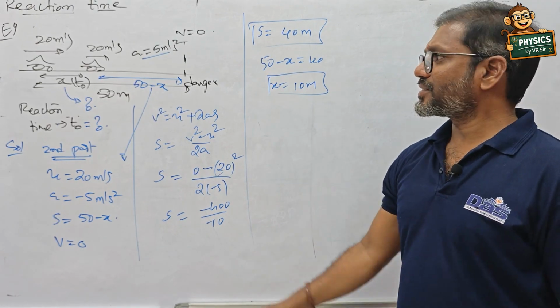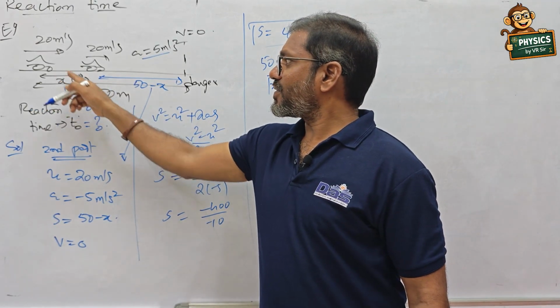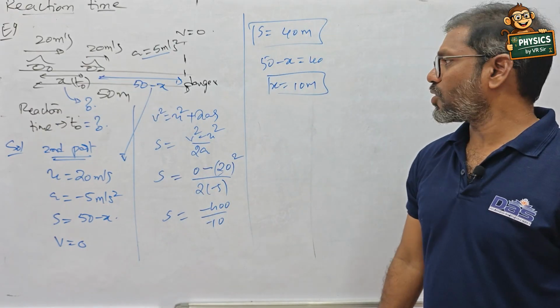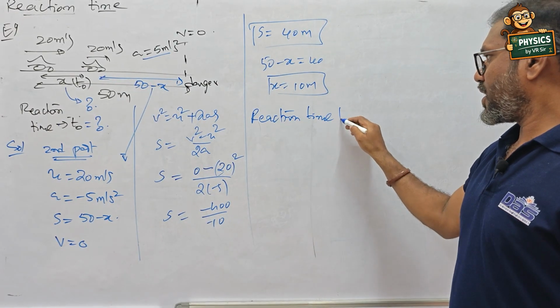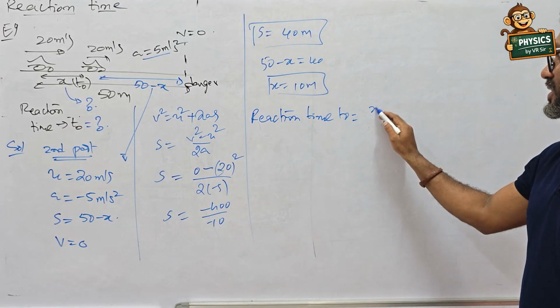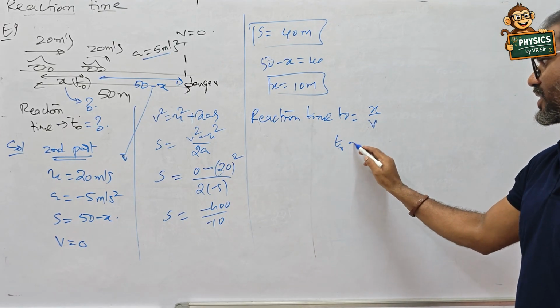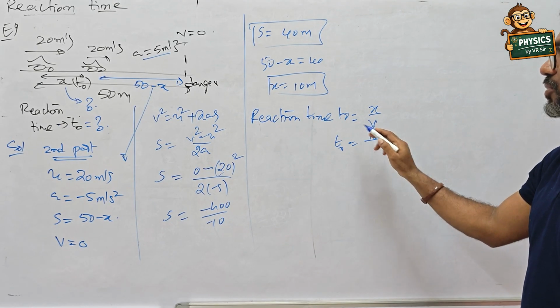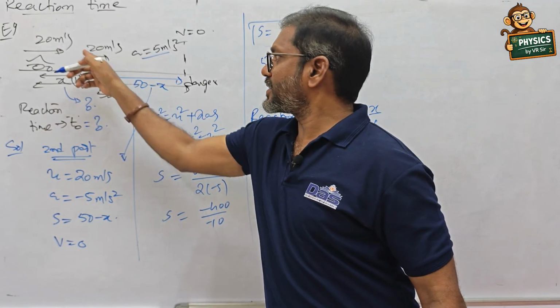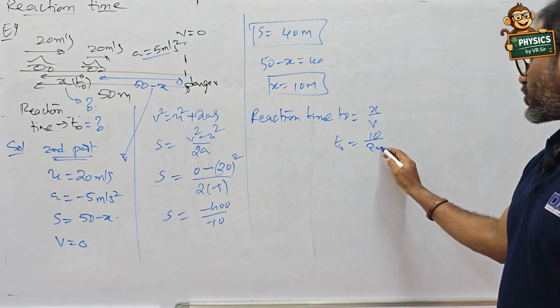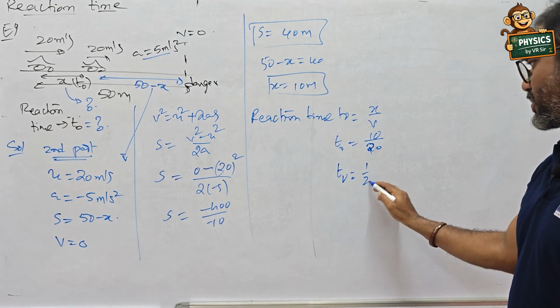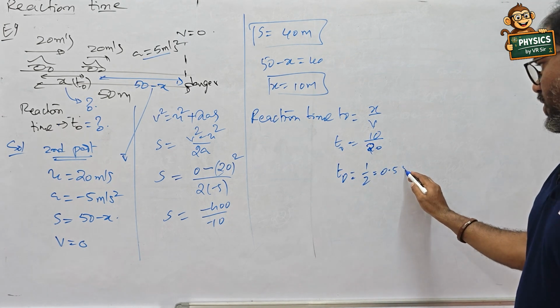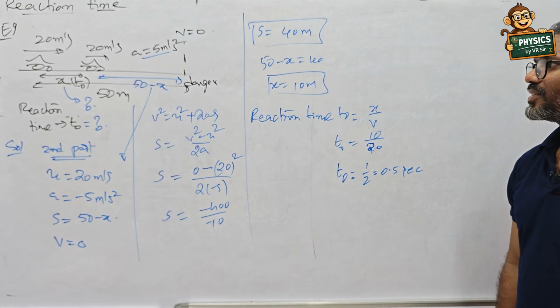So what is 10 meters? The distance it traveled during the reaction time. Now how to calculate the reaction time? Reaction time T0 is equivalent to distance by speed. So T0 is equivalent to distance 10 meters upon the speed it is traveling during the reaction time, 20 meters per second. So T0 is equivalent to 1 by 2, that is nothing but 0.5 seconds, and this is the answer to the question.